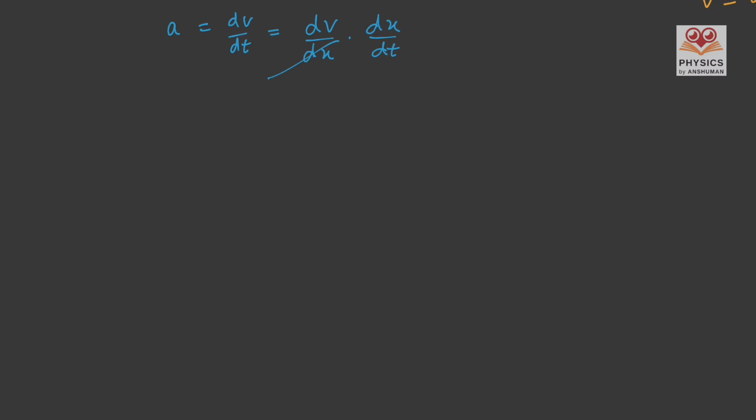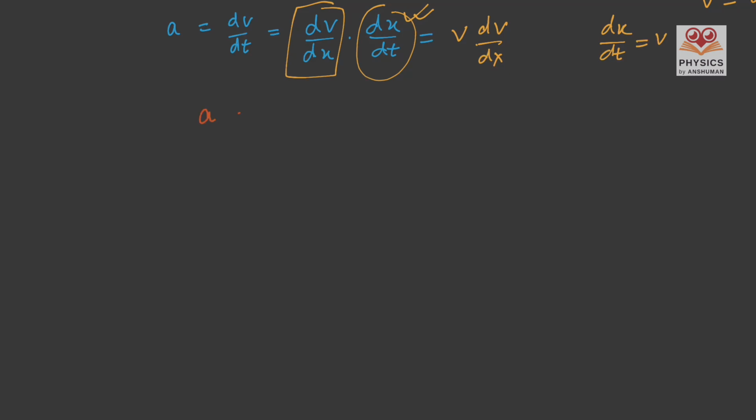Okay, so we can do this and it becomes equal to, now here this dx by dt is actually v, so dx by dt, we know that it is equal to v. So we can write this equation as a is equal to dv by dt, and that is equal to v, that comes from dx by dt, and then it is multiplied by dv by dx. The equation that we finally get here is actually a is equal to v dv by dx.